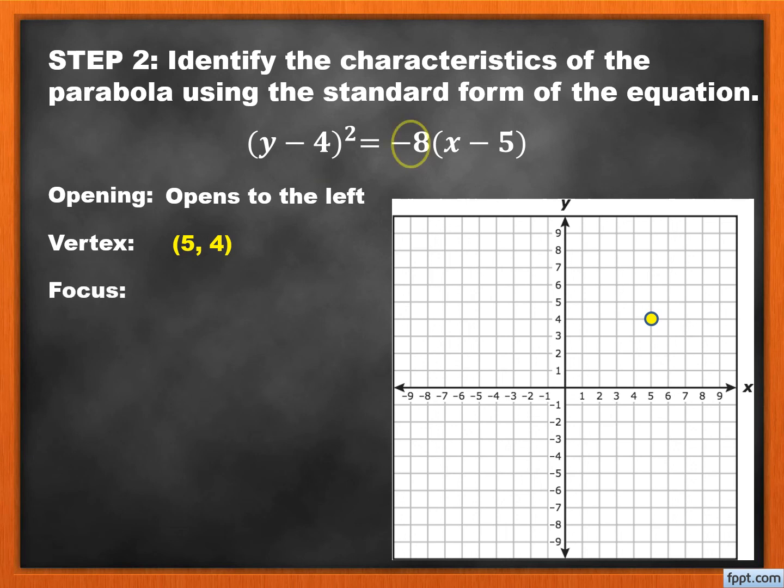For the focus, we equate this number to 4p, so we have 4p equals -8, dividing both sides by 4, therefore p equals -2. That means, to locate the focus, we move 2 units away from the vertex going to the left. That point is located at (3, 4). Therefore, our focus is at (3, 4).